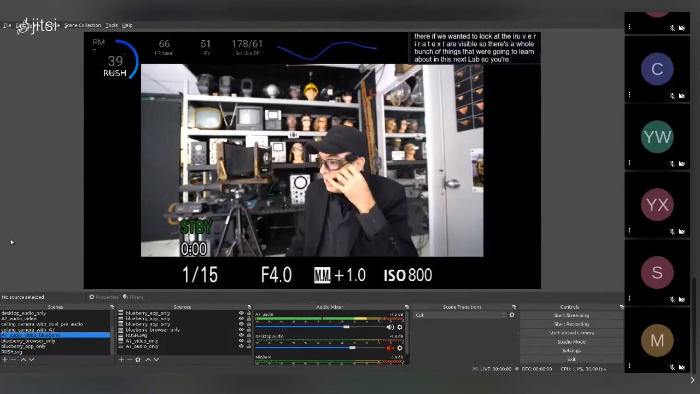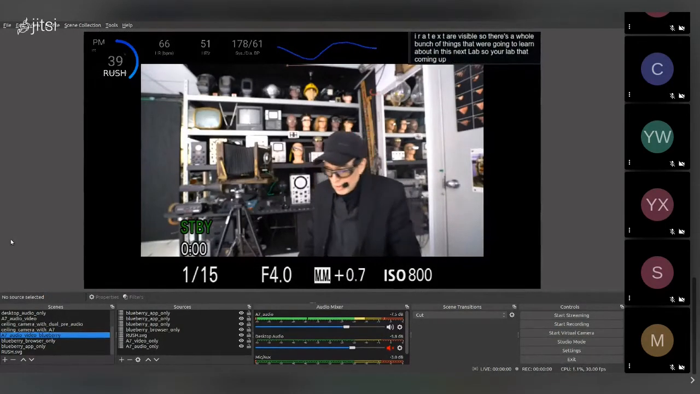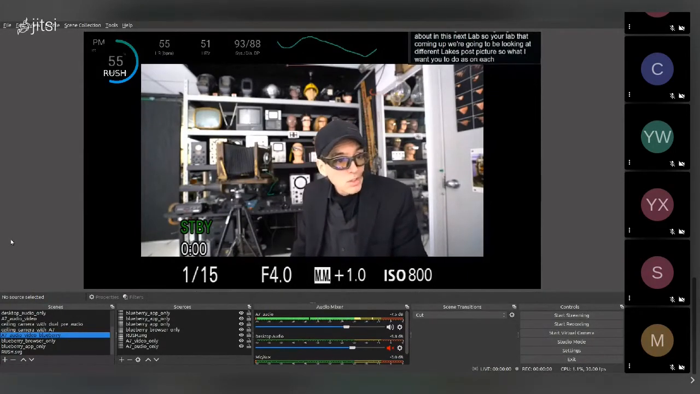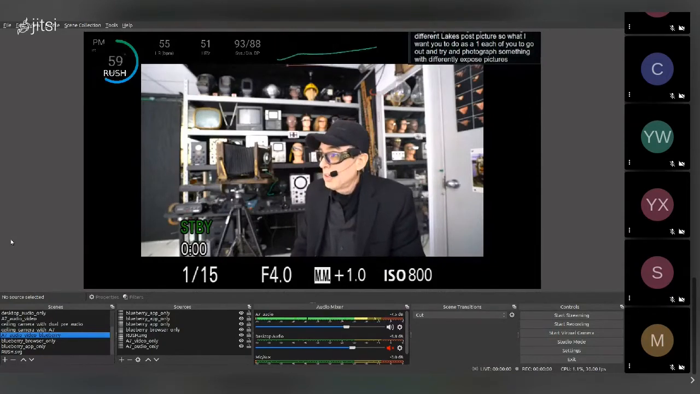So your lab that's coming up, we're going to be looking at differently exposed pictures. What I want each of you to do is go out and try to photograph something with differently exposed pictures. Take an overexposed, underexposed, and normally exposed image and think about how we might use that difference in exposure to determine scientifically what's present in the scene.